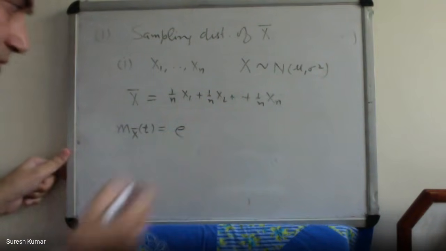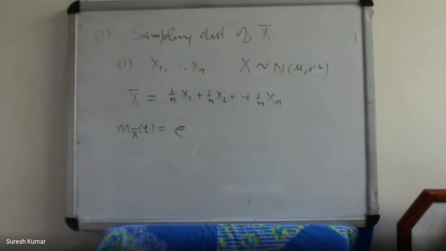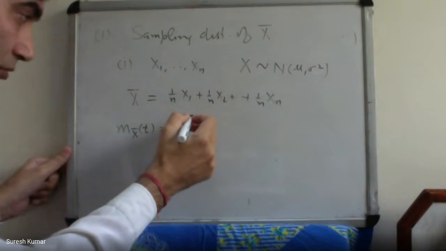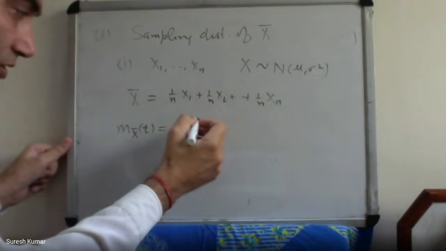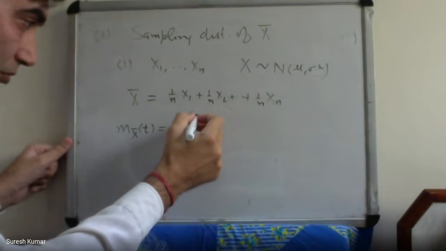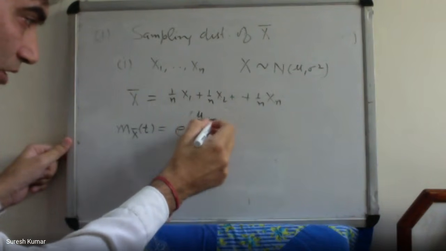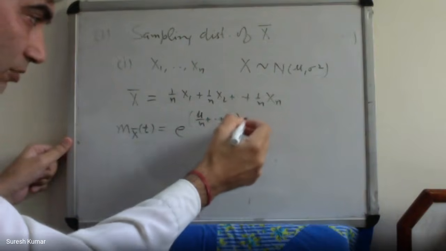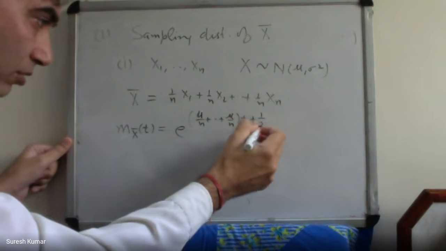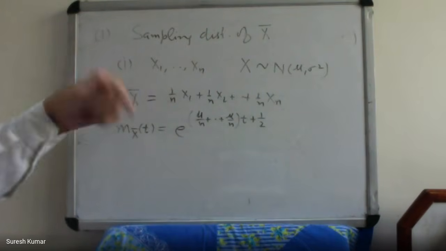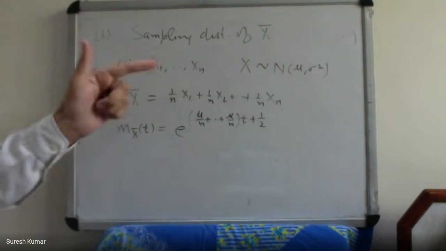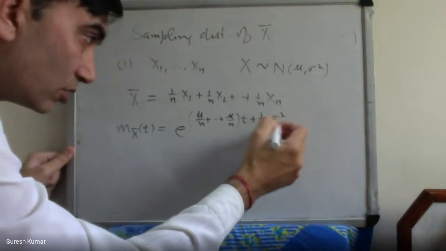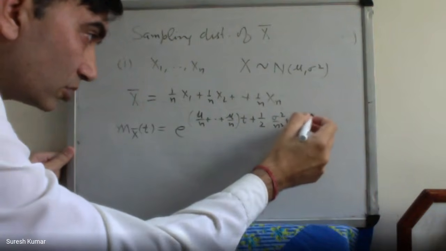What is that? E power. If we apply that result, what do we get? Can you tell? We get mu by n, n times, t plus half. In place of sigma square, what will you write? Sigma1 square, sigma2 square, etc. You have sigma over n whole square, meaning sigma square over n square, and so on, n times sigma square over n square.